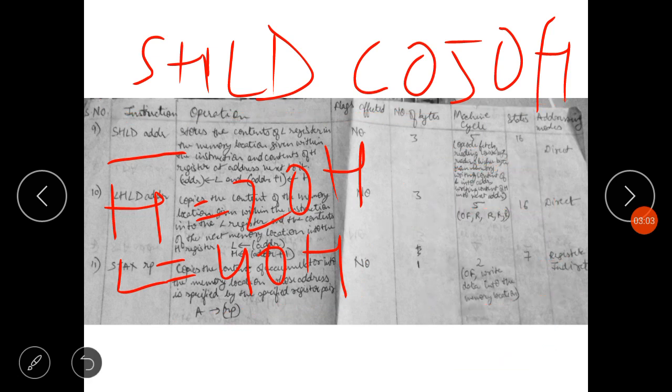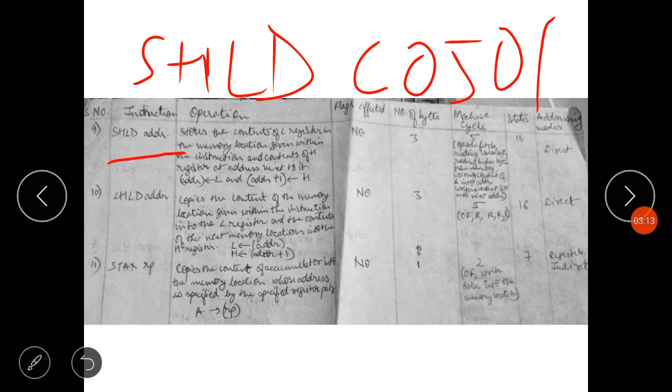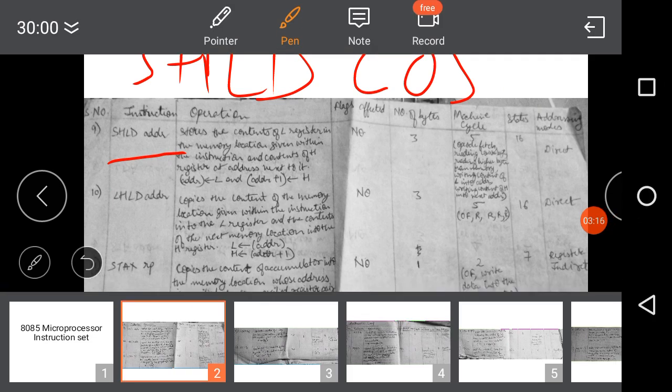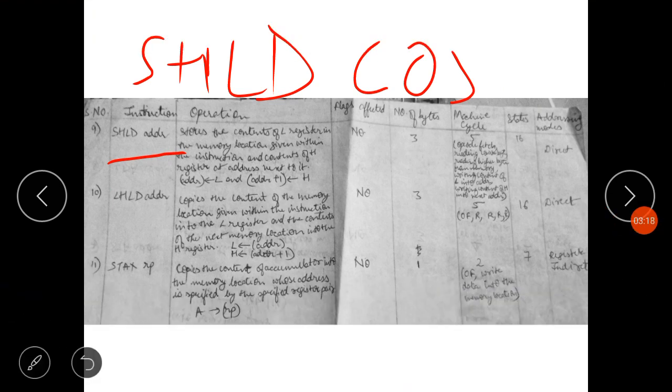Since we were discussing the data transfer group, and the SHLD instruction falls under the data transfer group instructions, the flags affected will be none. Again, as I have told you, in data transfer group instructions the data gets transferred or copied from a source to the destination. Here also the data is being copied from the HL register pair to the memory location. Since this is just a data transfer or data copy instruction, no flags will get affected.